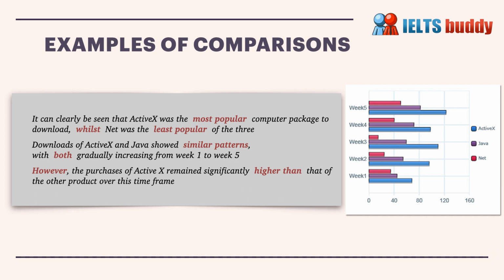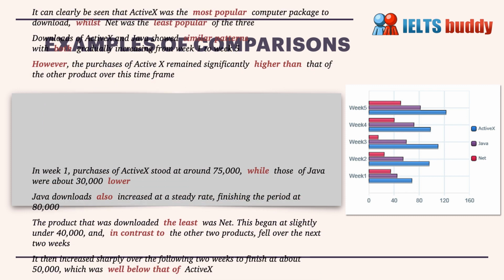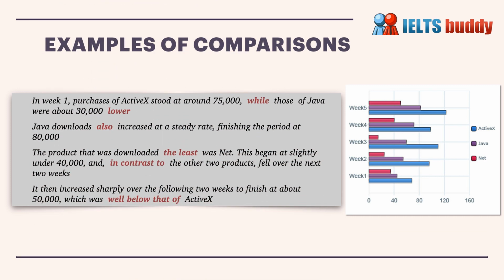Downloads of ActiveX and Java showed similar patterns, with both gradually increasing from week 1 to week 5. However, the purchases of ActiveX remained significantly higher than that of the other products over this time frame. And some further ones: in week 1, purchases of ActiveX stood at around 75,000, while those of Java were at about 30,000 lower.